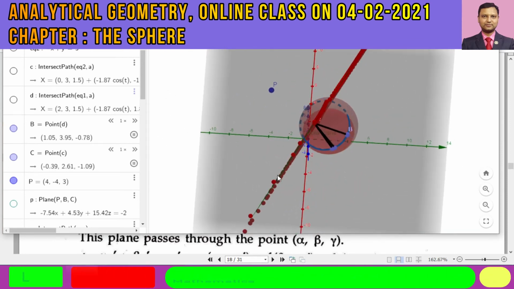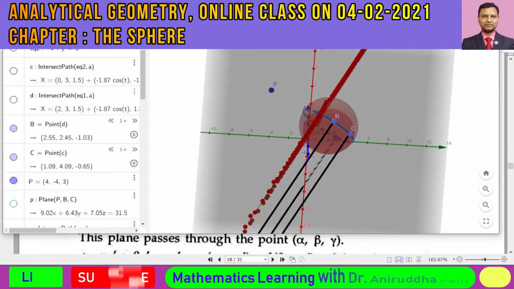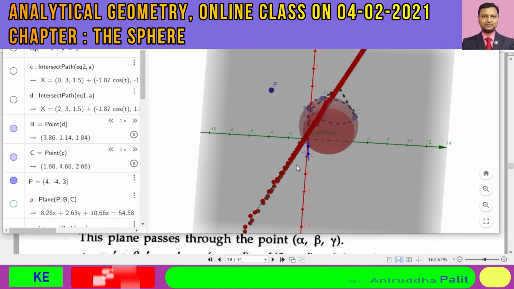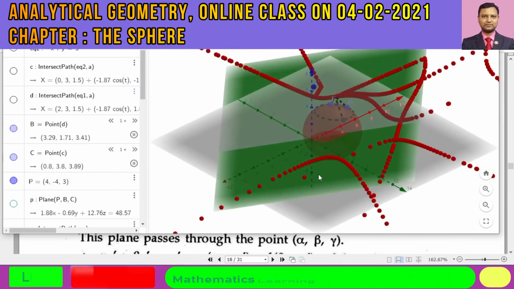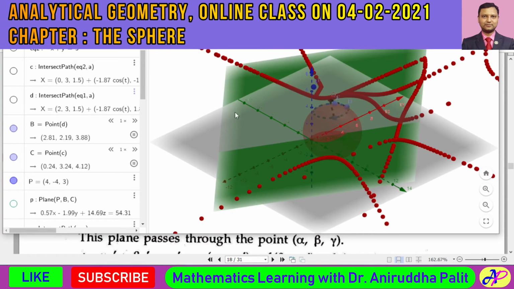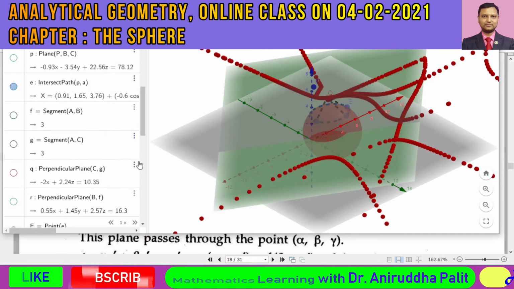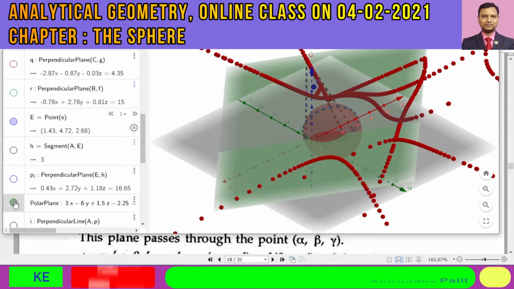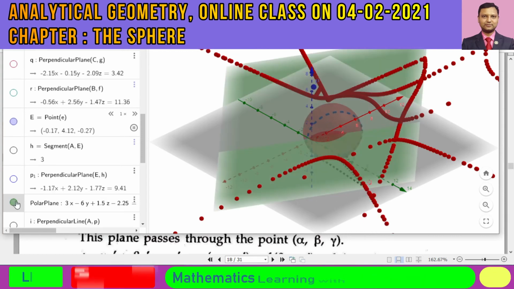You see all this trace. This is the position of the point Q. This trace is always lying on this plane. So from this viewpoint, it appears that the point Q lies on a single straight line. But if we change this orientation, then we will find that the point Q will always lie on this kind of plane, this kind of green plane. This green plane is called the polar plane of the point P.